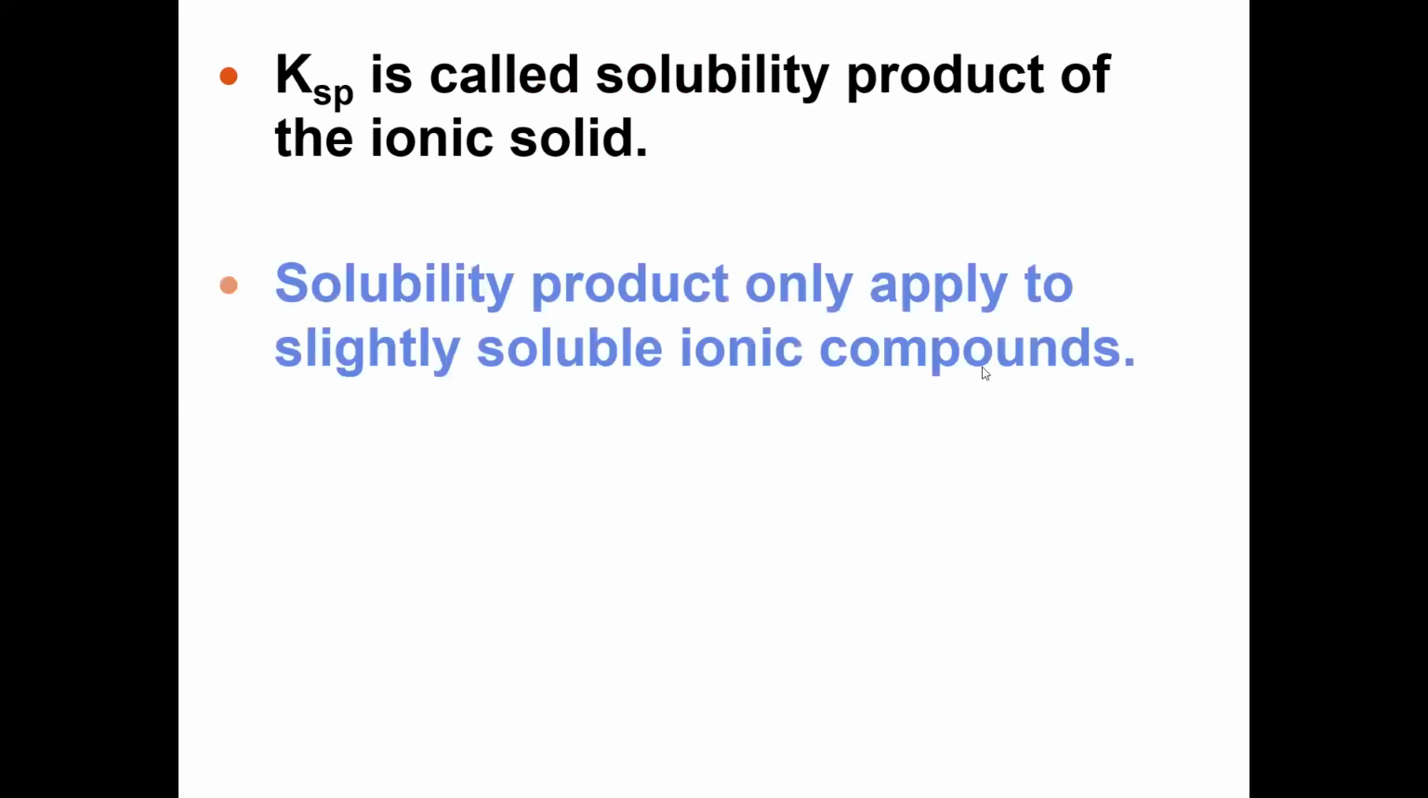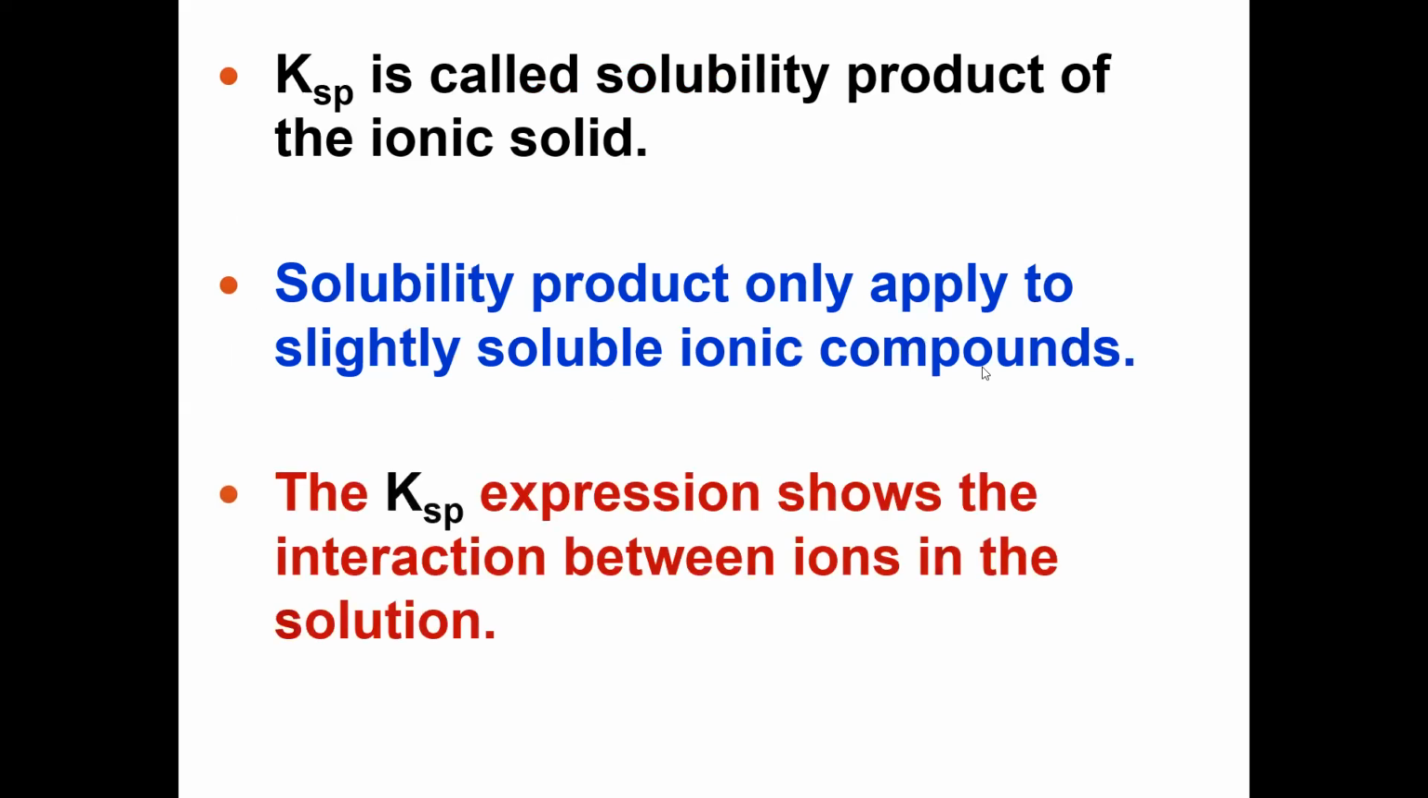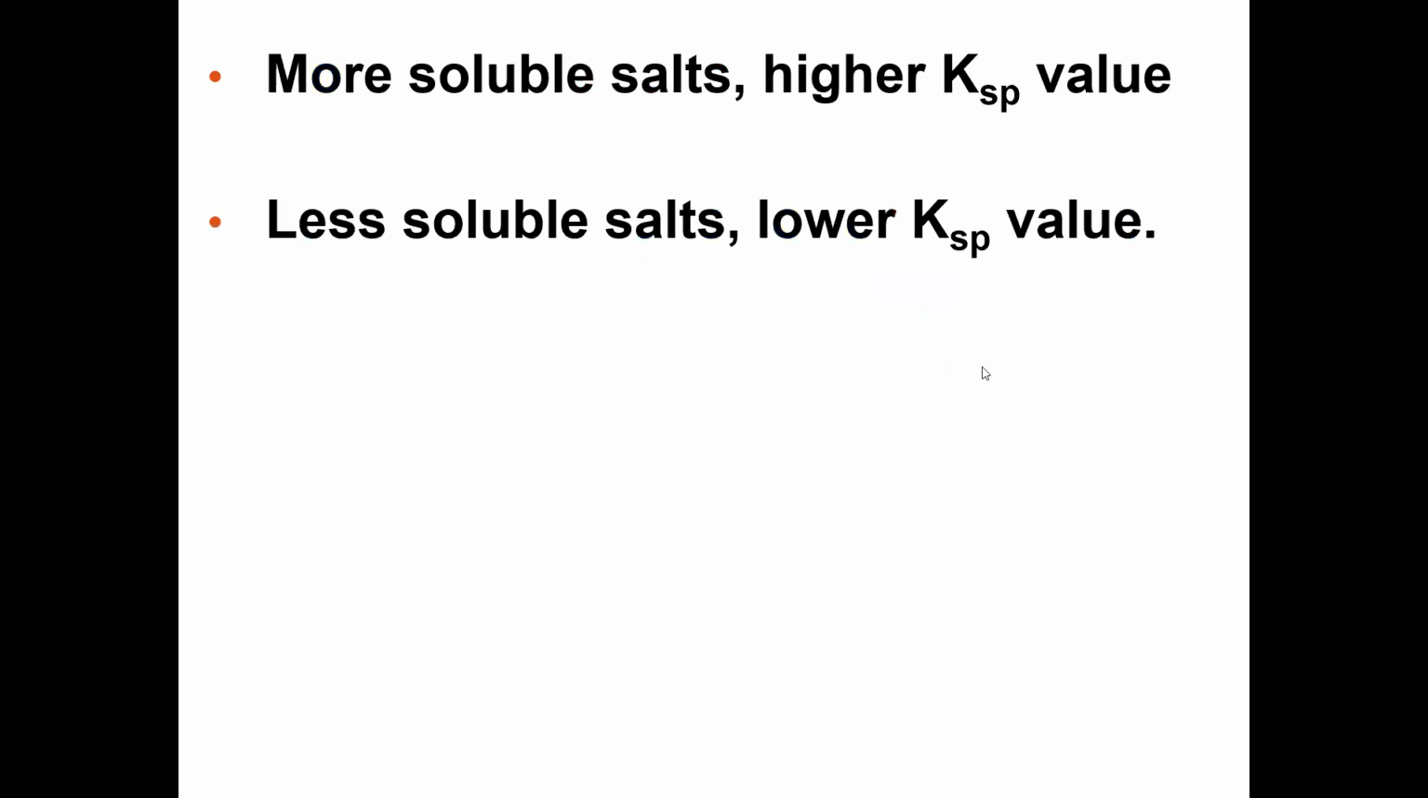Ksp is a solubility product. It is for an ionic solid. Solubility product only applies to slightly soluble ionic compounds because they reach an equilibrium. The Ksp expression shows the interaction between ions in the solution. Now, the more soluble the salt, the higher the Ksp, because if it is more soluble, equilibrium will shift to the right. As already discussed, Ksp does not contain the reactant. It contains only the product. So it will be shifting to the right. When it is less soluble, the Ksp value is lower.